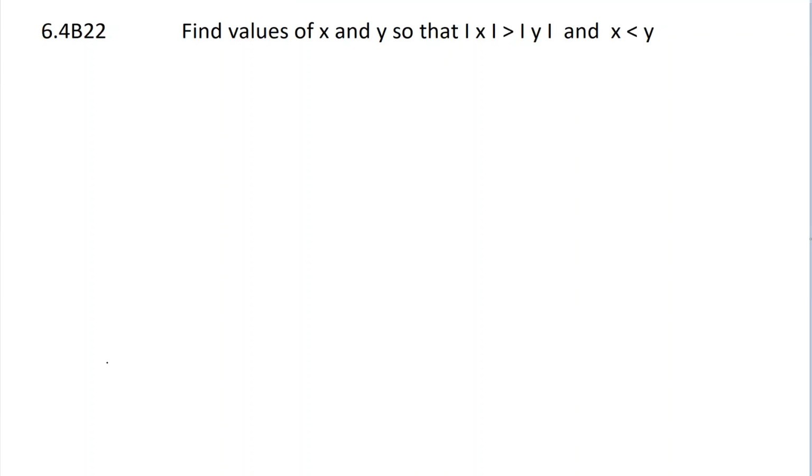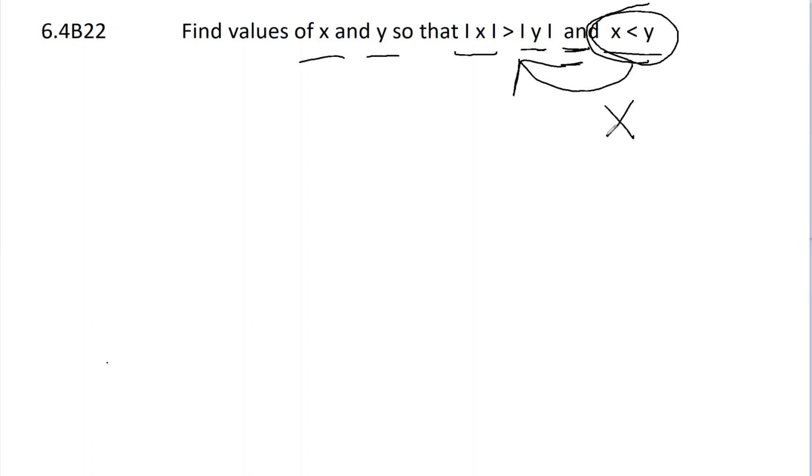Find the values of x and y so that the absolute value of x is greater than the absolute value of y and x is less than y. So let's first do the easy one and then see how it applies to this one. So let's just say x is 1 and let's say y is 2.